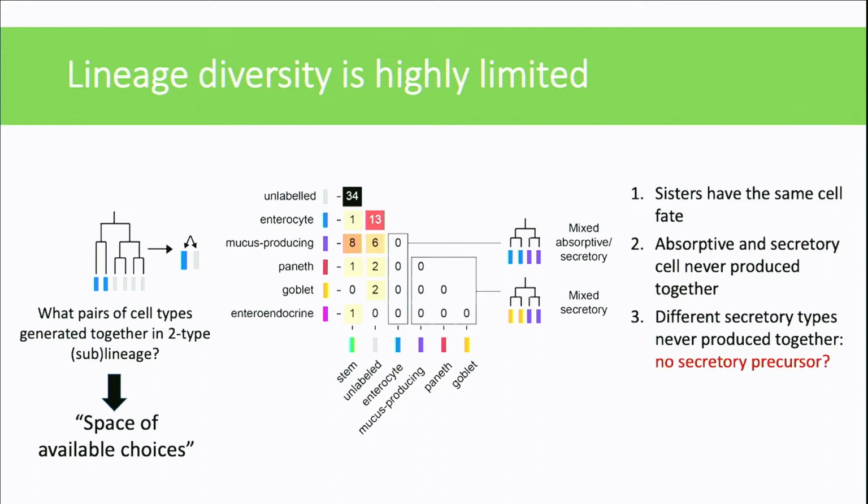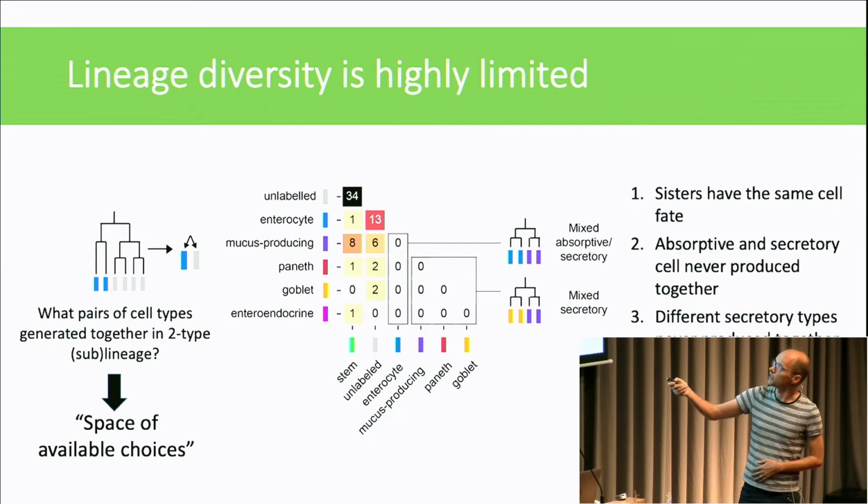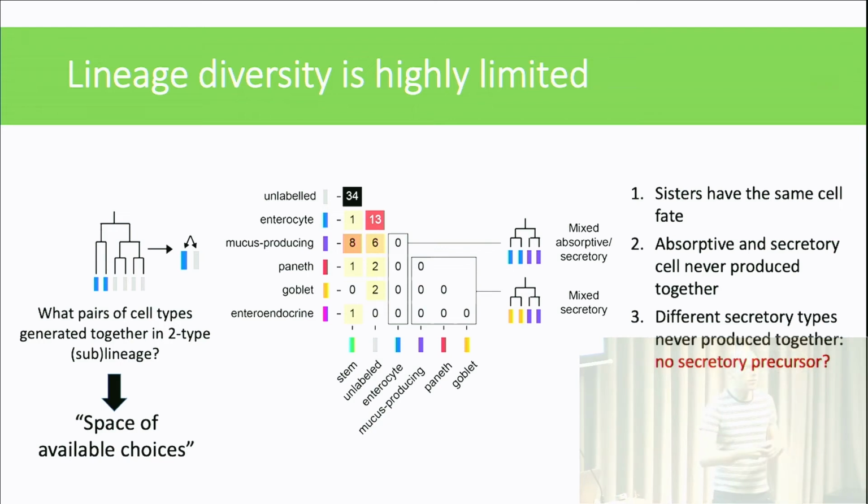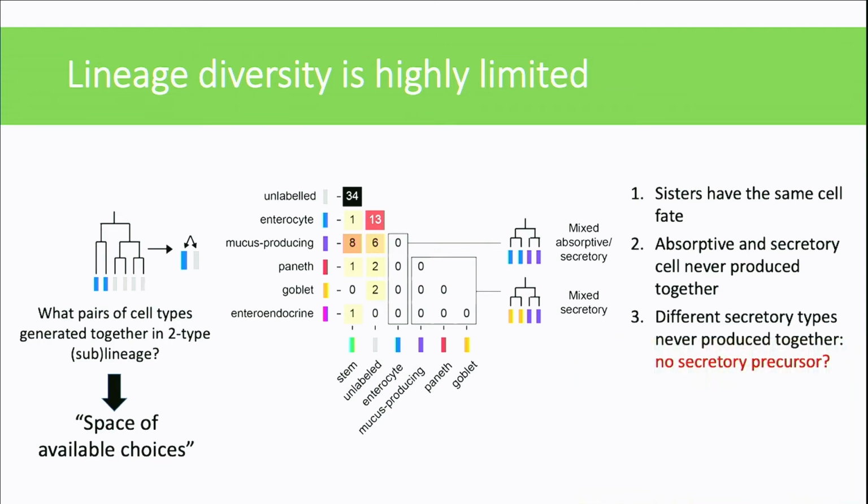What we never see is lineage trees that have mixed secretory types, that have either goblet cells or mucus-producing cells. And the way we think about this is that this implies that there is not a secretory progenitor cell, so one cell type that is destined to be a progenitor cell and gives rise to different kinds of progenitor cells. And this is something that people have speculated about, that this exists.